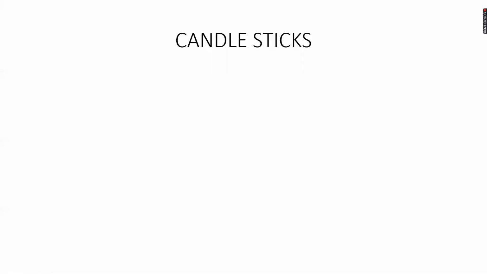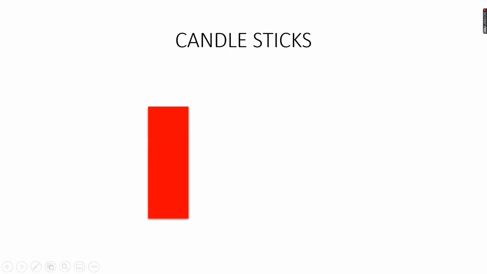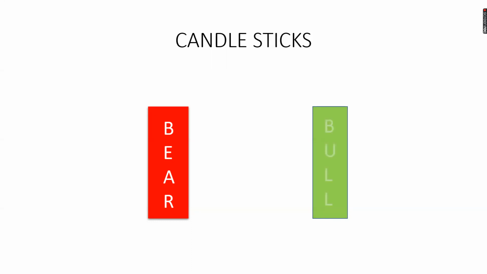All right. So on a piece of paper, on the left side, I want you to draw a nice tall rectangle, and inside of that rectangle, I want you to write the word bear. Now on the opposite side, to the right side, I want you to do the same thing. Equal height, equal length, kind of space it out a little bit. And then inside of that candle, I want you to write the word bull.